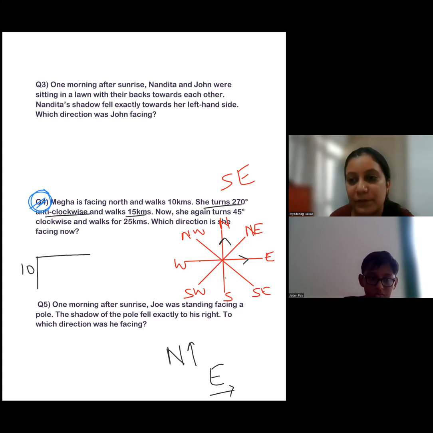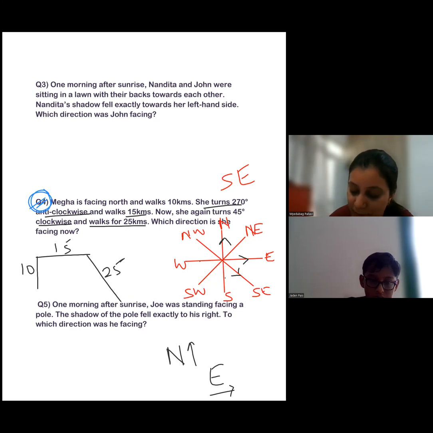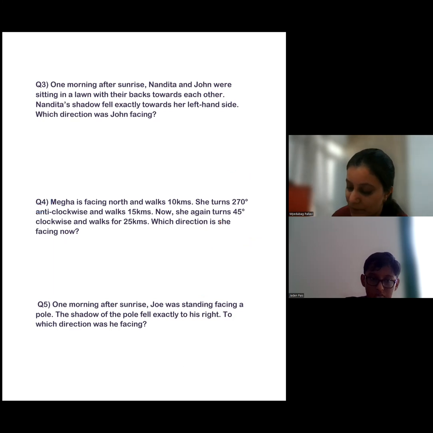And walks for 15 kilometers. Then now she again turns 45 degrees clockwise. So 45 degree clockwise. Clockwise is this. That means now she's facing southeast and then she walks for 25 kilometers. So although distance doesn't have to do anything in this question, we only have to tell which direction she is facing now. Yes, so your answer is correct again. She'll be facing southeast. Good, that's correct. Okay, understood how we do such type of questions based on rotation?